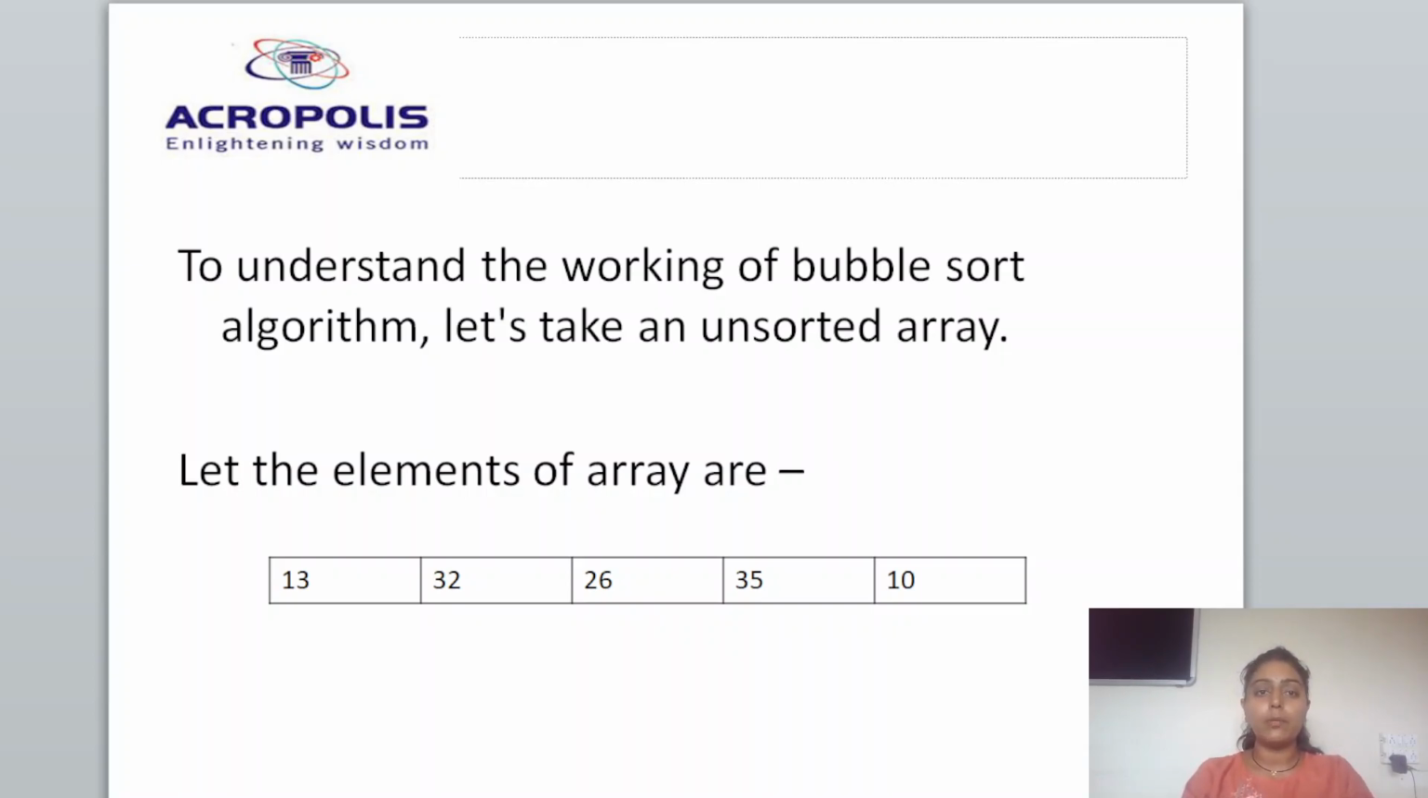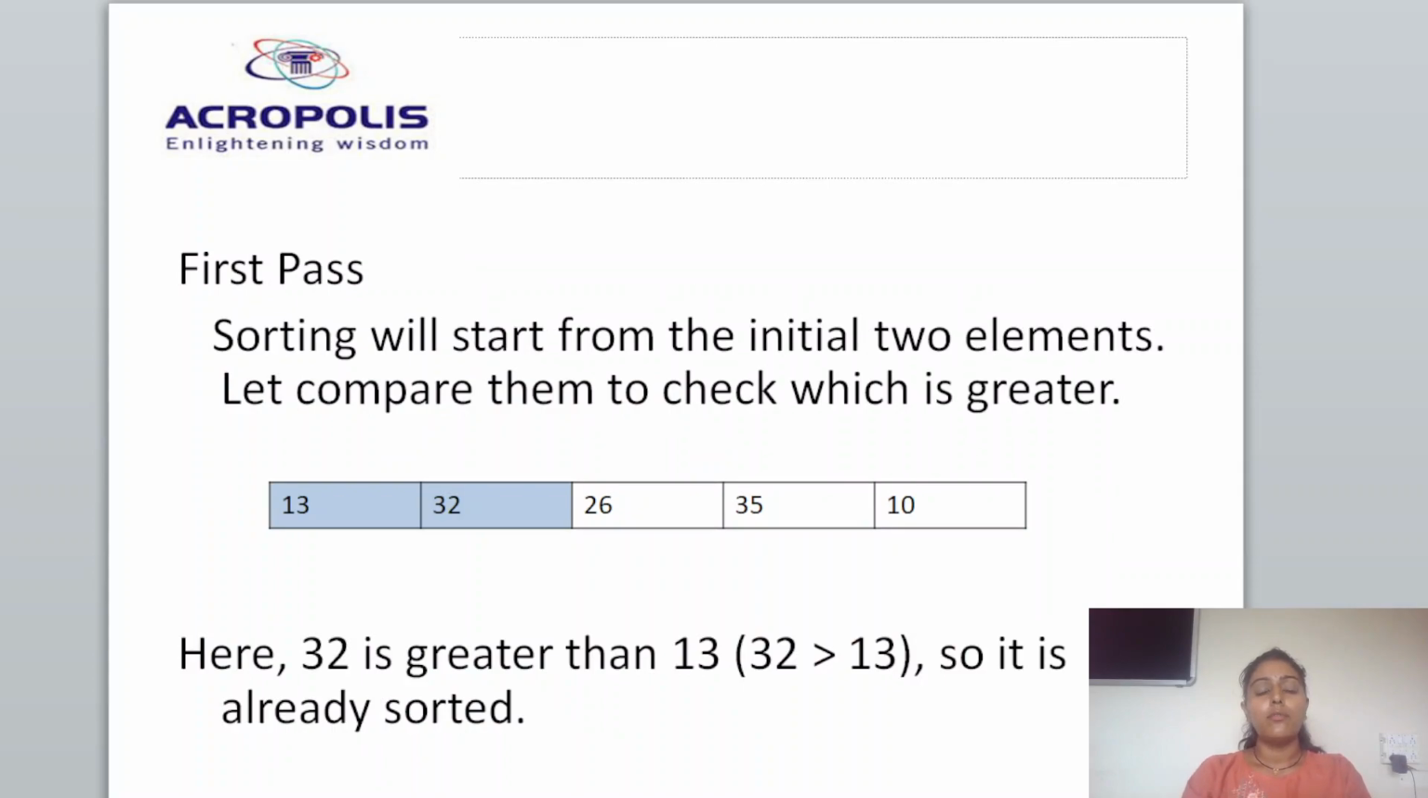To understand the working of the bubble sort algorithm, let's take an unsorted array. We have an array of 5 elements: 13, 32, 26, 35 and 10. Now we are going to apply bubble sort on this array. We start bubble sort from the first pass. In the first pass, sorting will start from the initial two elements, that are 13 and 32.